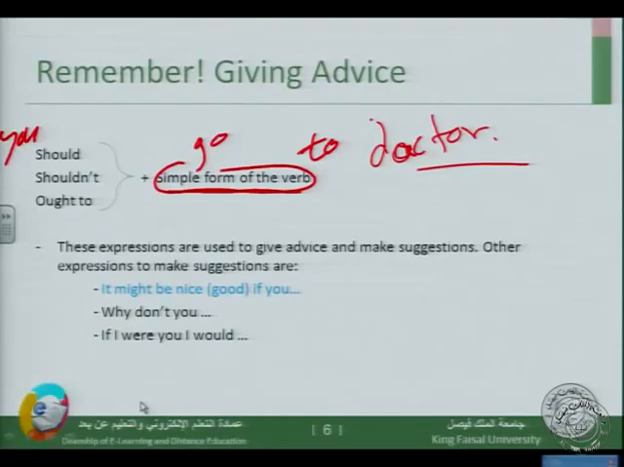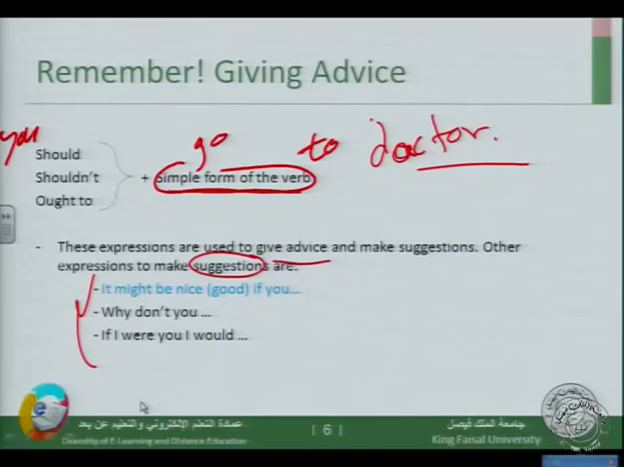This also is a sentence, a whole sentence. It's an advice sentence. It's an advice. Also, we have other expressions that we can use to make suggestions and advice. Okay.